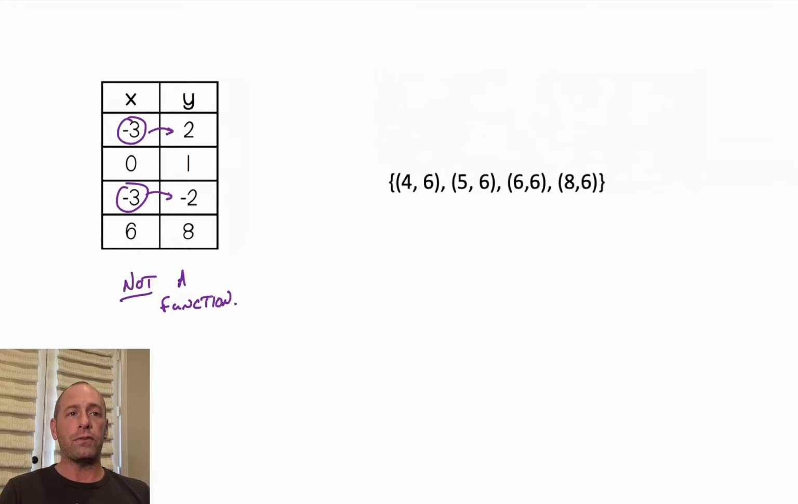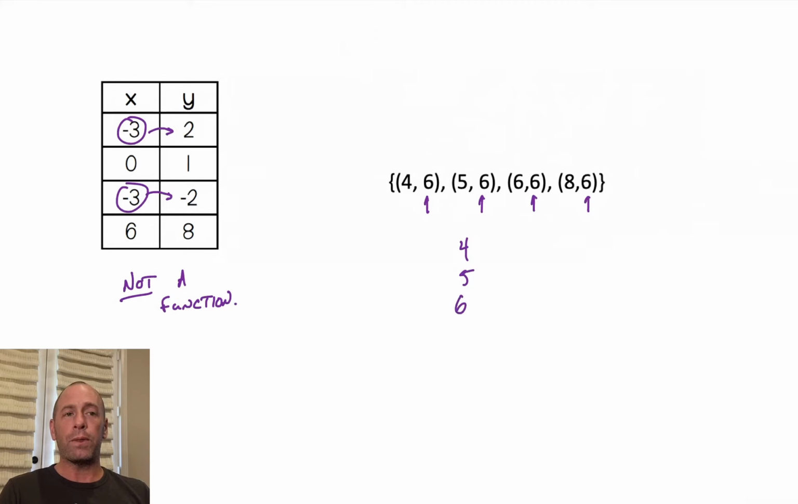Now this last one, this gets students a little bit confused because you can see that the output each and every time is 6. But that doesn't mean it's not a function. For an input of 4, it only has one output, 6. Same with 5, 6, and 8. It only has one output associated with each input.